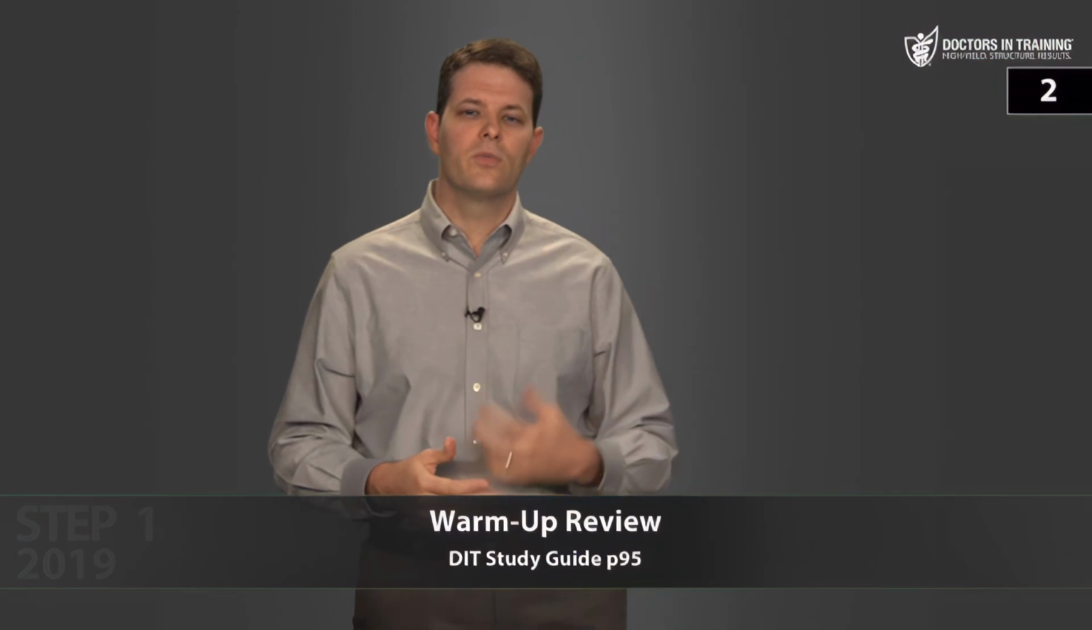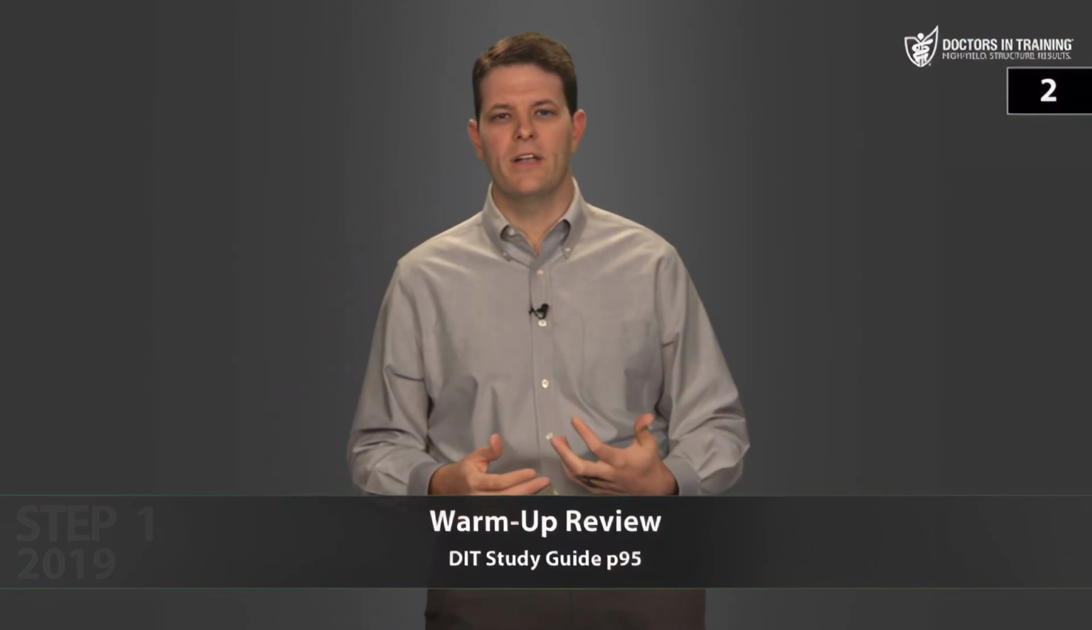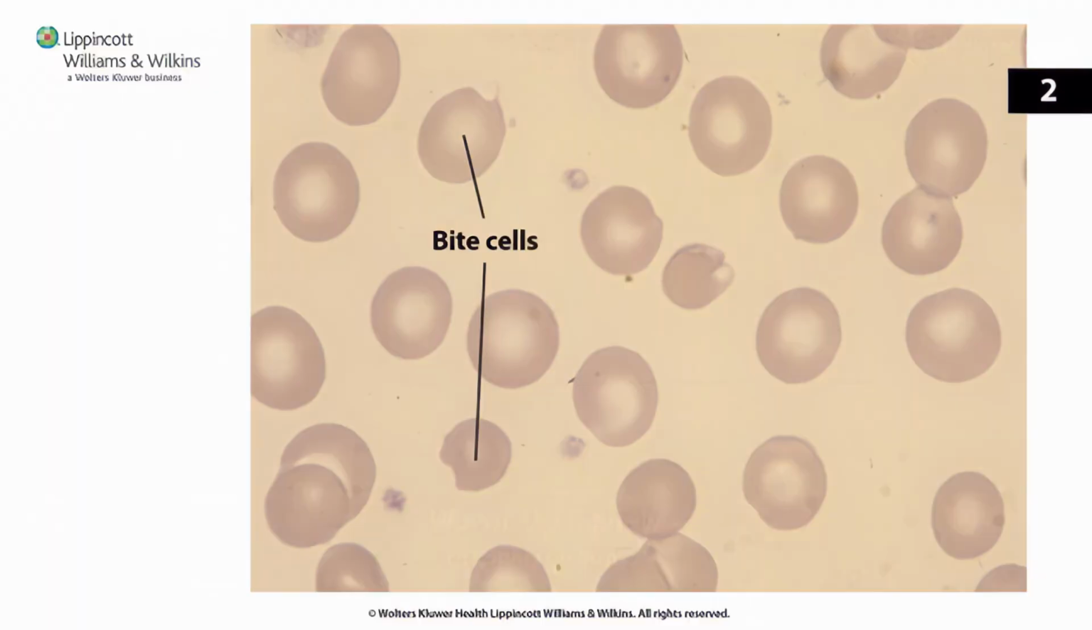Next, what name is given to red cells that have been partially digested by splenic macrophages? Well, these are called bite cells, or the fancy official name is degmacytes. So the macrophages remove the denatured hemoglobin in the patients who have that G6PD deficiency, and the result is red cells that look like a bite's been taken out of them, so they're called bite cells.